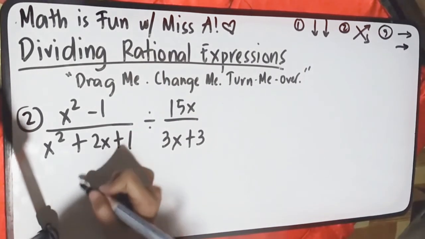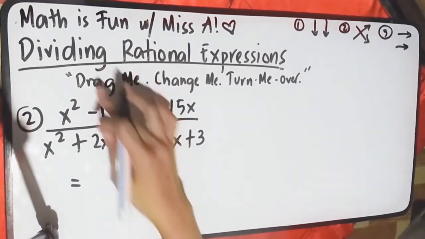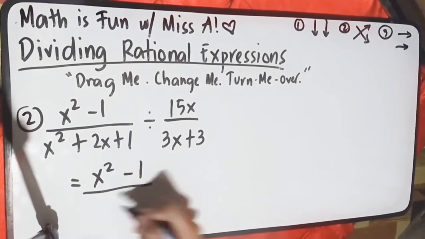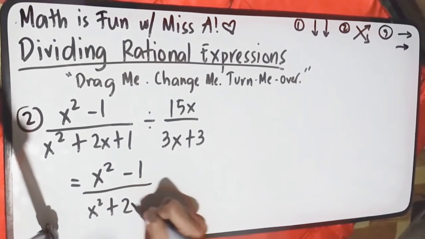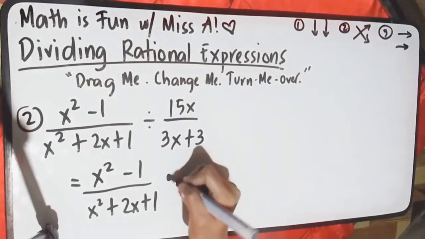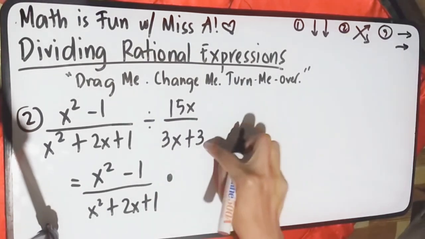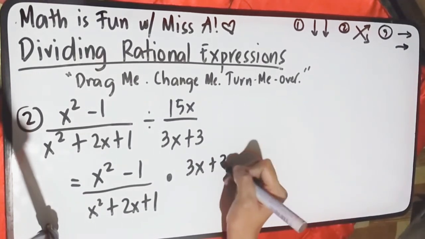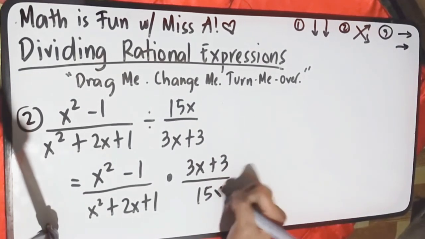Alright, so you have, this is equal to, drag me, copy lang natin to. So this is x squared minus 1 all over x squared plus 2x plus 1. Change me, so from division to multiplication, and then turn me over, so baliktarin lang natin to, get the reciprocal. So you have 3x plus 3 all over 15x.